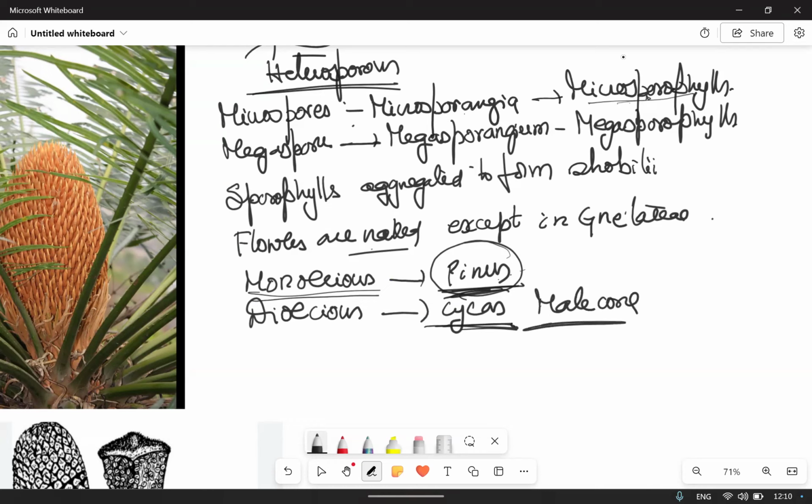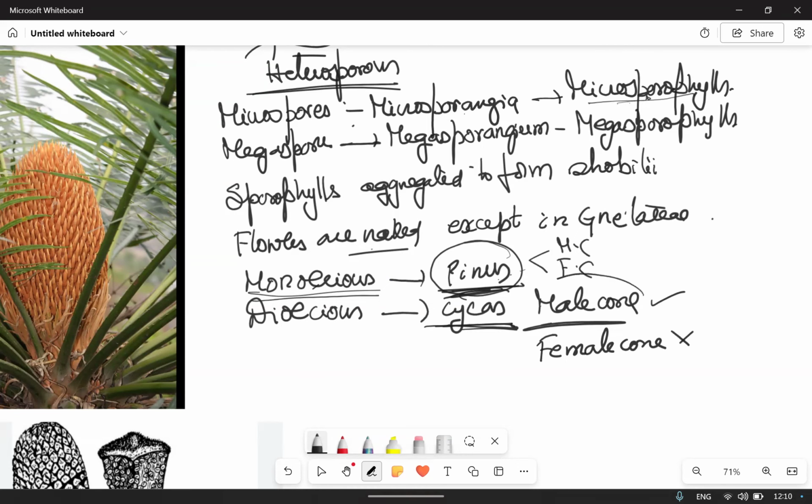Microsporophylls form the male cone in the male plant, but the female cone is absent. Very important: the female cone is absent in Cycas. But in Pinus, you can see both the male cone and female cone on the same plant, monoecious. Whereas Cycas is dioecious, male and female plants are different. Microsporophylls are on one plant, megasporophylls on the female plant.